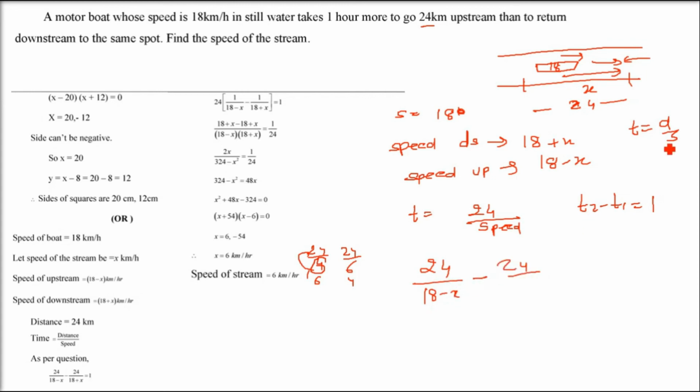So 24 by 18 minus x is done. Now 18 plus x you have to put here, 18 plus x. So now this difference is equal to 1. Now, did you understand the logic? Now you just need to solve it.